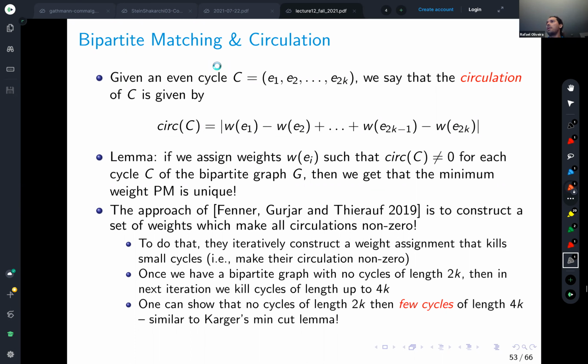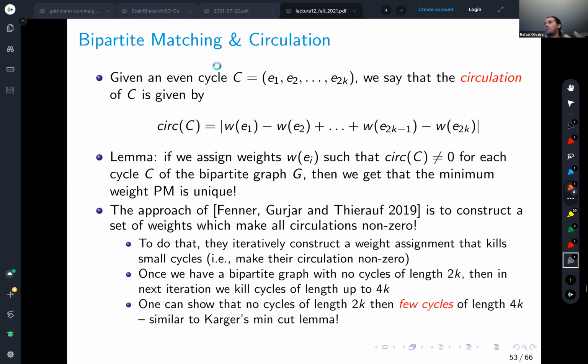So then what they do is they're going to construct not one weight, but their final weight will be a composition of a bunch of weights. They construct weight assignments that will kill small cycles. So first they say, let's kill the cycles of length up to 8 or something, right? Let's come up with a weight assignment that kills all these cycles. And what do I mean by kill the cycle? I mean that I make the circulation non-zero.